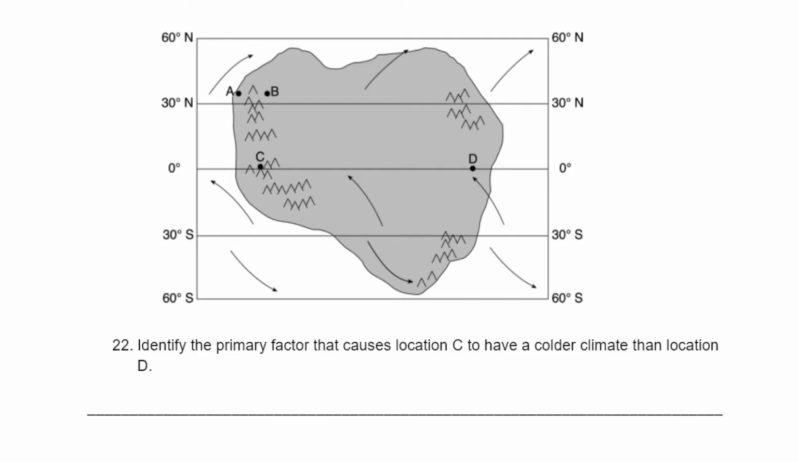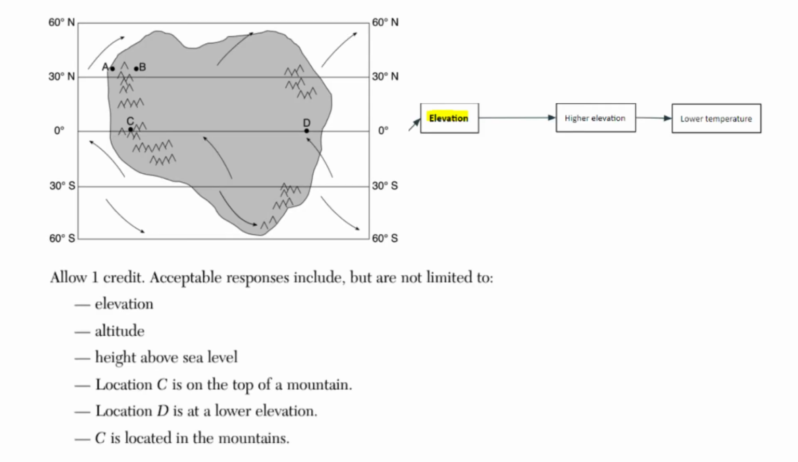So pause this video, try 22. Identify the primary factor that causes location C to have a colder climate than location D. Try it, pause it. The correct answer is elevation. Notice that C and D are both near the coast, right? They're both near water, so that can't be it. They're also on the same exact latitude, so latitude can't be a factor.